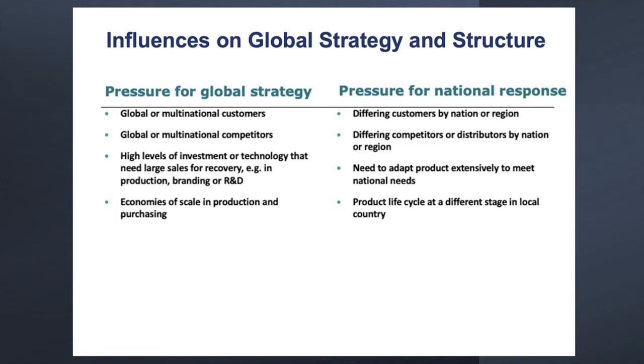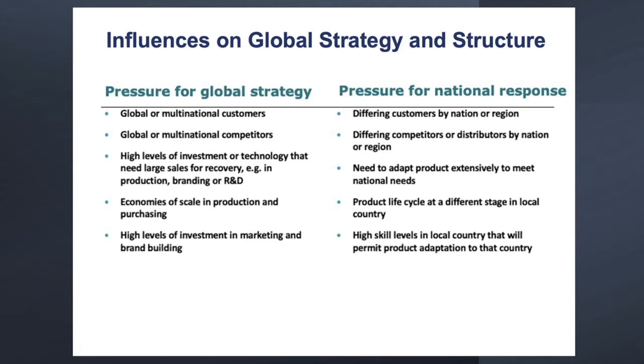Naturally, when we think about pressures for local responsiveness, national responsiveness, they all relate to differences. Could be differences in regulatory environments, could be differences in customers, could be differences in the kinds of product adaptations we have to make, could be differences in productive processes, could be that the country is in a different stage of the product cycle. Multiple kinds of differences can emerge either upstream or downstream that can affect the need for national responsiveness.